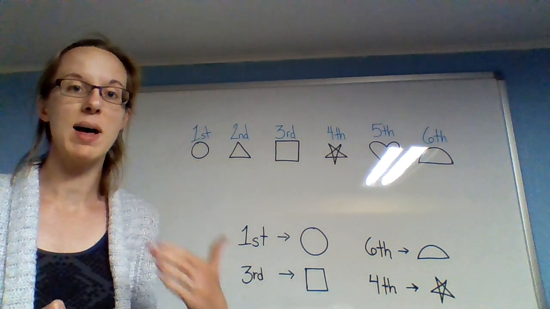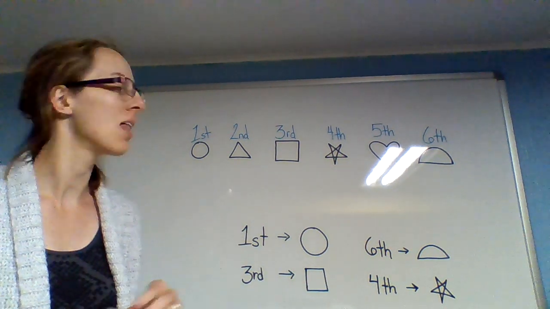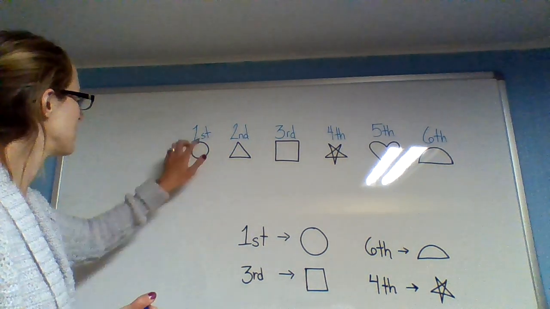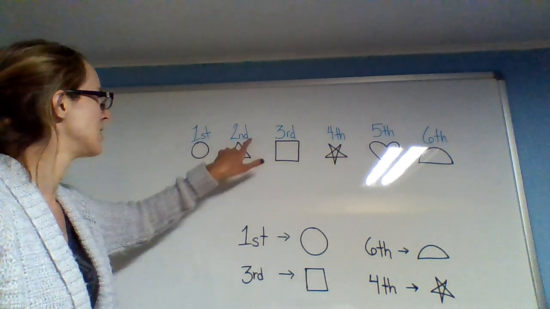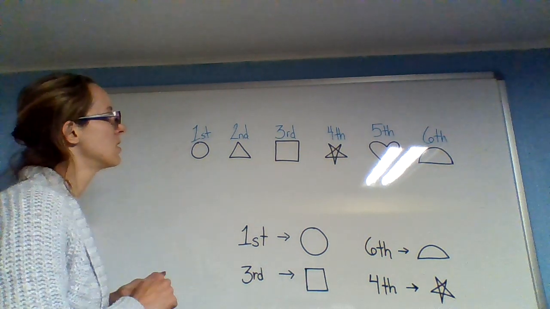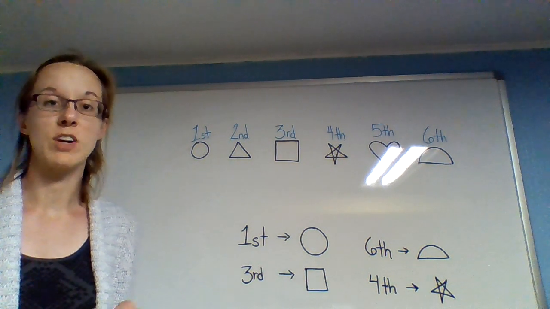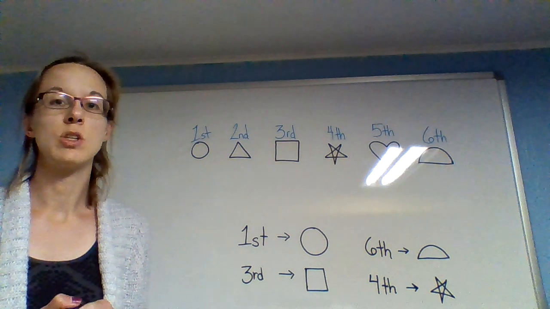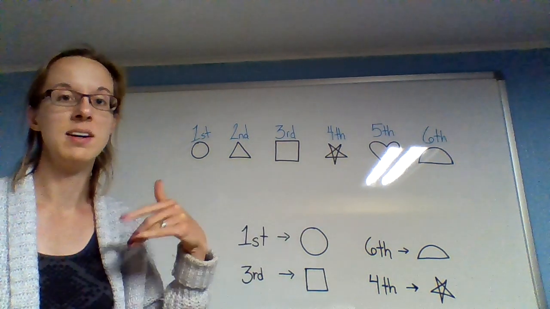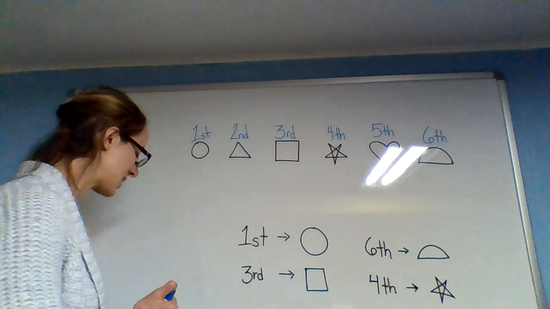I could keep going if I had more shapes and talk about the 7th spot and the 8th spot and the 9th spot and the 10th spot. You can see that a lot of the spots have this TH sound, but every once in a while we get the ST, the ND, or the RD to make that first, second, and third, like 21st, 22nd, 23rd, and then we go back to the TH sound, 24th, 25th, 26th.